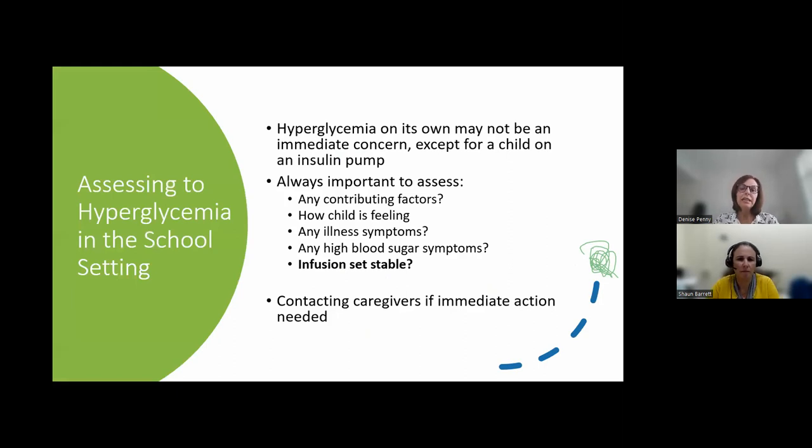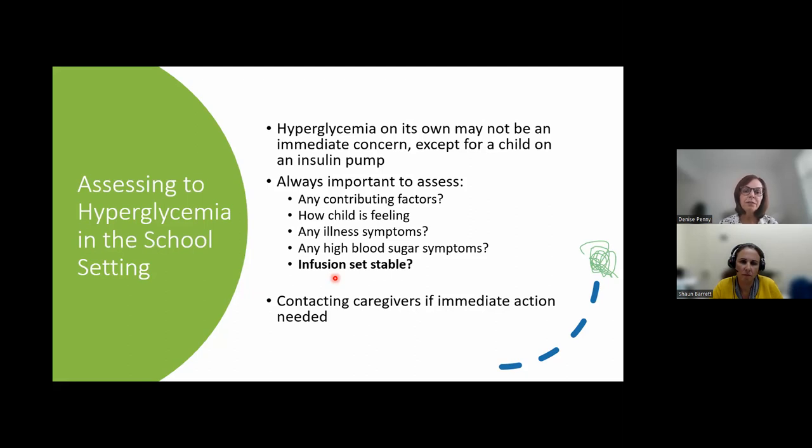Hyperglycemia or high blood sugar in and of itself is not an immediate concern, except if the child is on a pump, because that may be a pump failure. So there may have been a kink in the tubing. There may be a significant period of time that the child isn't getting insulin, and that needs to be called to the parents so that they can quickly come and get the child and do a replacement or deliver an insulin dose by injection.